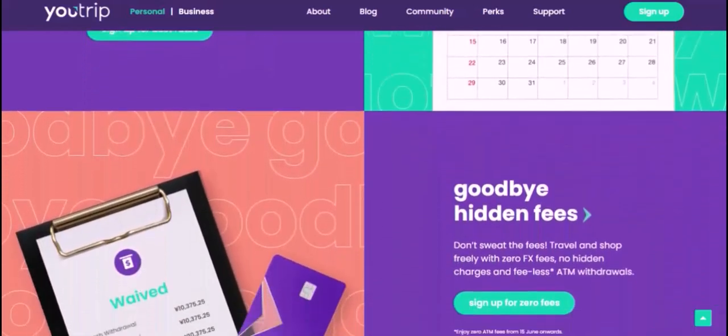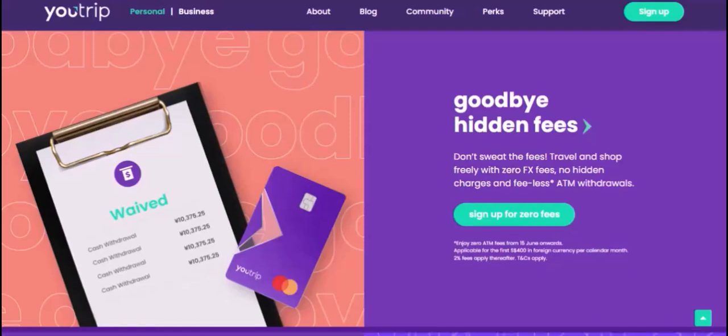To summarize, the YouTrip card is a great option for travelers looking to save money on foreign transaction fees. While it's not completely free, the benefits often outweigh the costs. So, if you're planning a trip and want to avoid those pesky fees, consider getting a YouTrip card. It could be the key to saving you some extra cash for your next adventure.